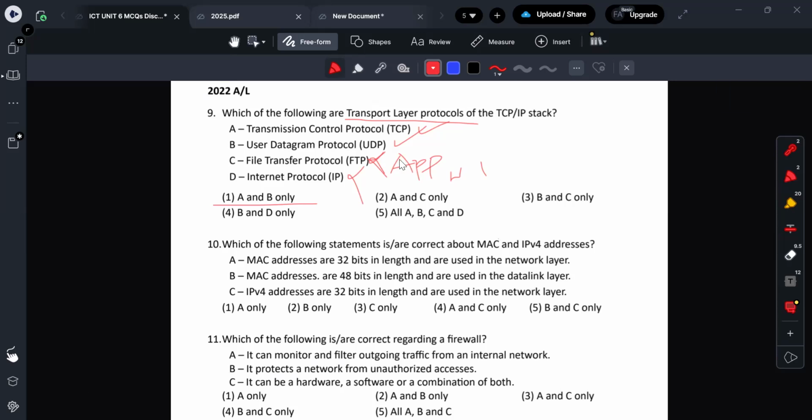But transport, I don't get, what do you mean? So in transport layer protocols, what are the protocols in the transport layer? TCP and UDP. FTP is application layer. UDP is in the transport layer. Those are transport layer protocols.